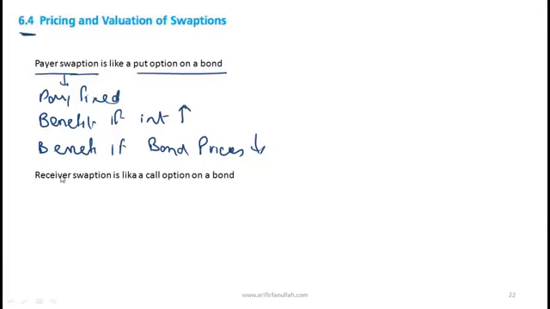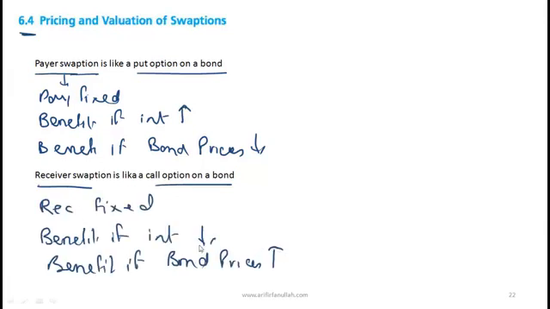Now, similarly, we can say that a receiver swaption is like a call option on a bond. Should I do the working or can you do this? Okay, just think about it, write it down, and then I'll do it. Okay, so again the same logic. Receiver swaption means you are receiving a fixed payment.